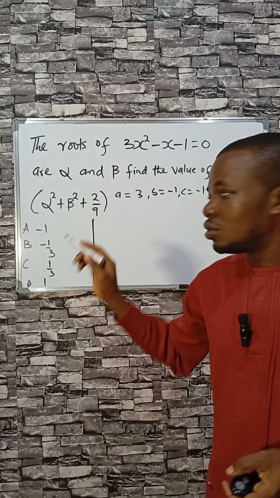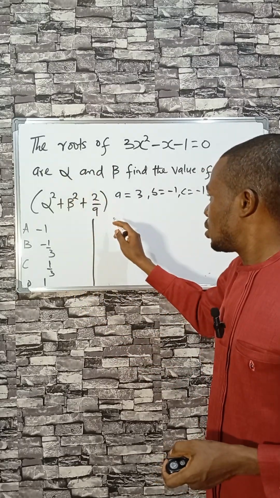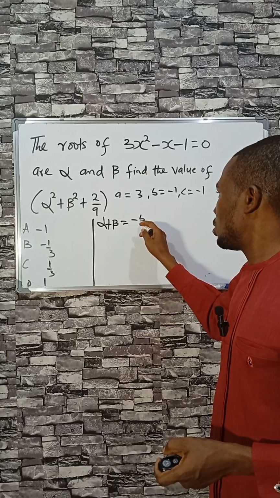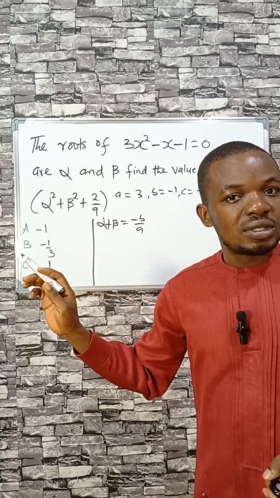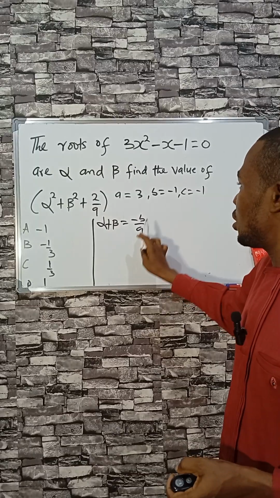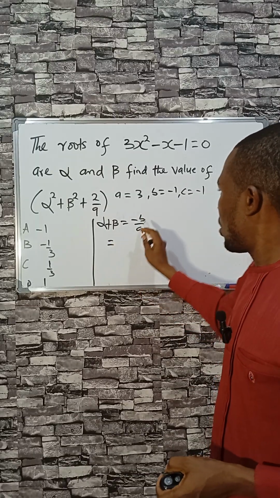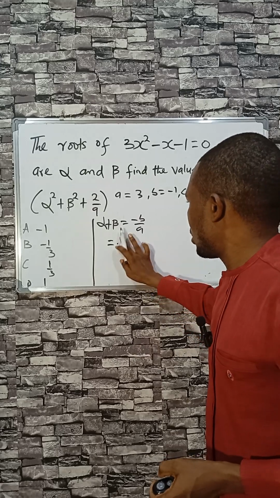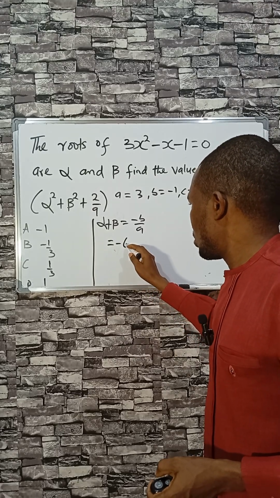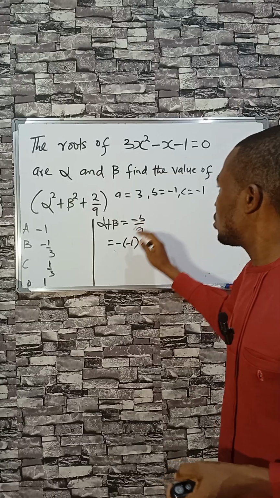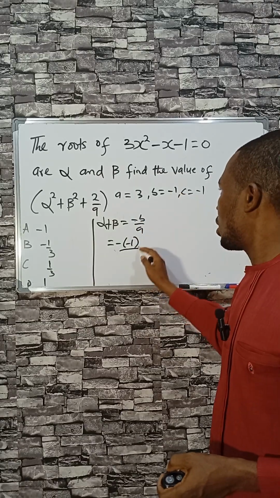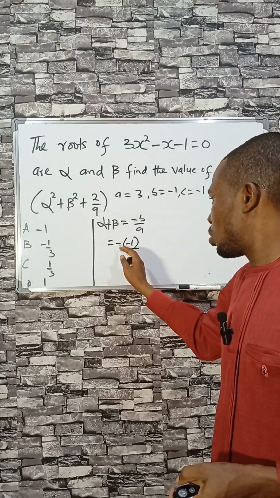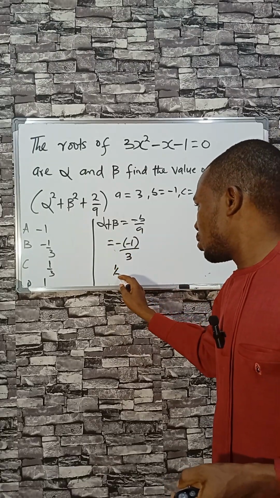Now, the sum of roots, if you add these roots, that's alpha plus beta, is given to be minus b all over a. It has been established. So minus b over a. Now, if you check closely, our b is minus 1, so minus into minus 1, and our a here is what? 3. So alpha plus beta, the sum of roots, is what? Minus, and minus is plus, that's 1 over 3.